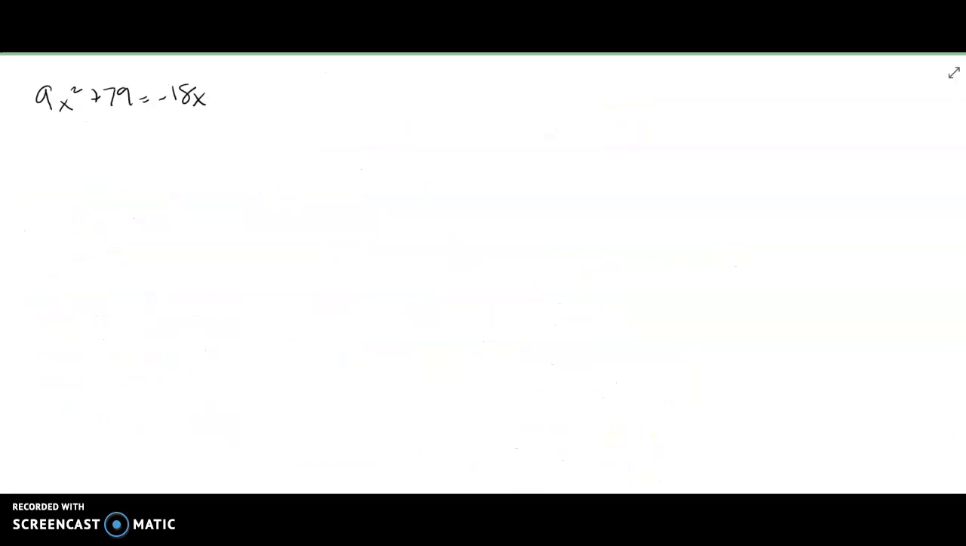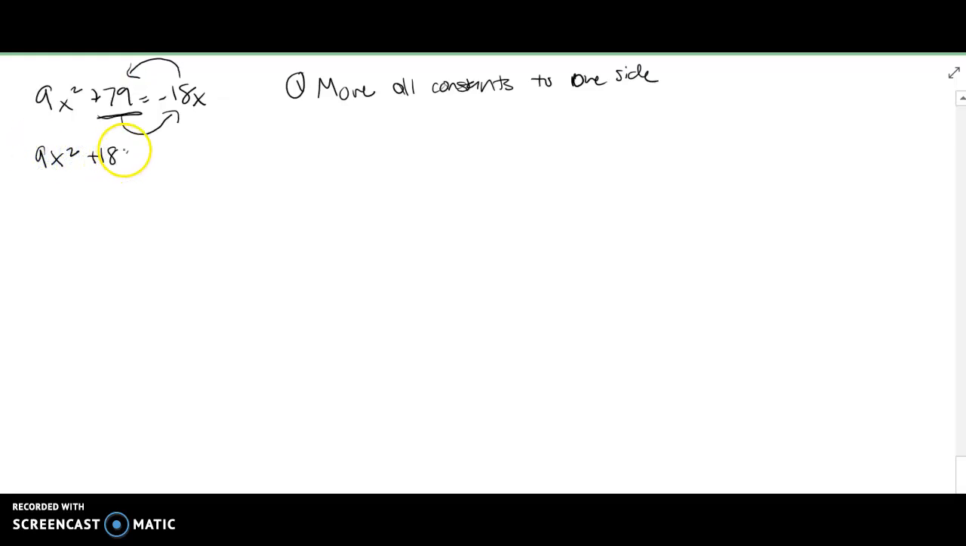Okay, so here's another one. This one is when a doesn't equal 0 and a doesn't equal 1, and a is 9 in this case. Just like before, we need to move all constants to one side. Our constant in this case is 79. So we need to move our 79 over to the right, and we need to move our 18x to the left. So I'm going to have 9x squared plus 18x equals negative 79.